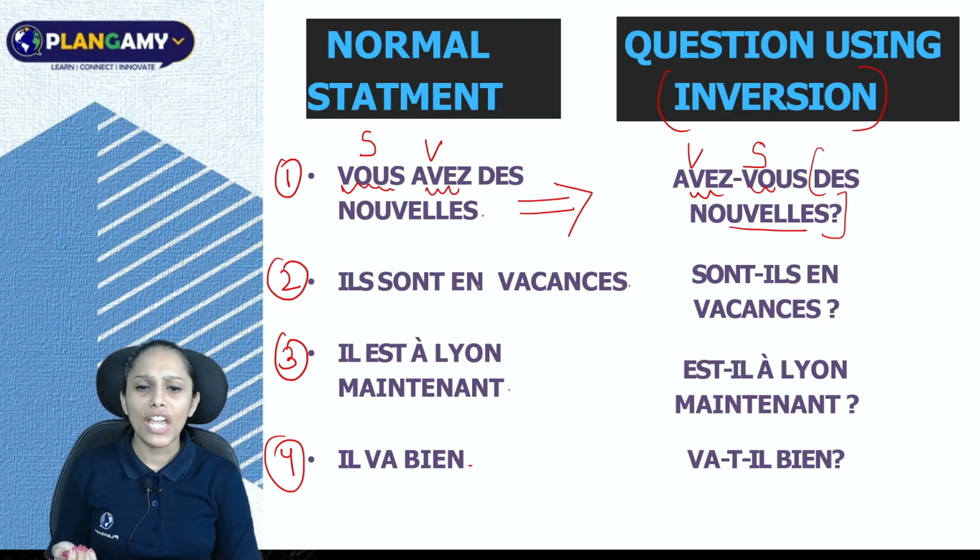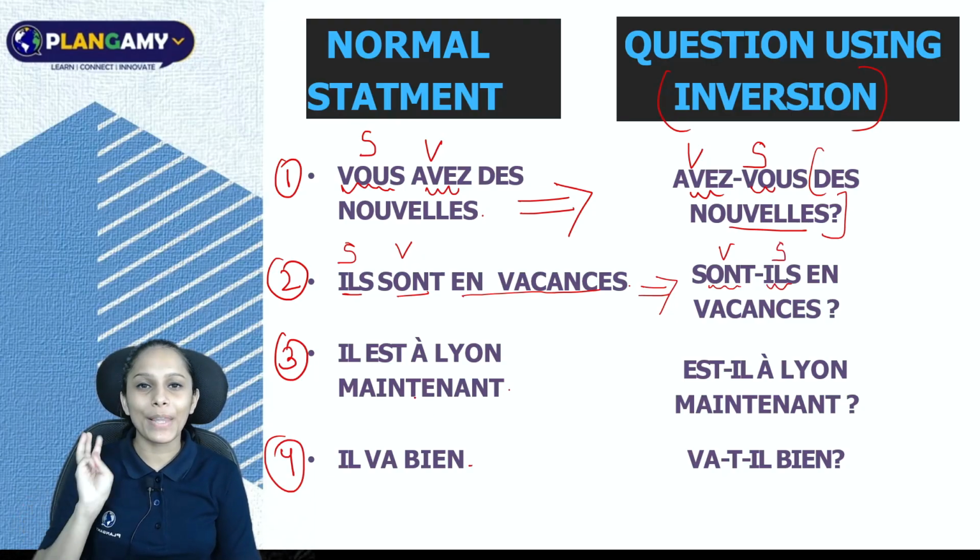Now let's have a look at the second example. It says "Ils sont en vacances." It means they are on vacation. Again, subject, verb, and then the rest of the sentence. We have to convert this into a question using the inversion method. So it becomes "Sont-ils en vacances?" Are they on vacation? So verb, subject. Very good.